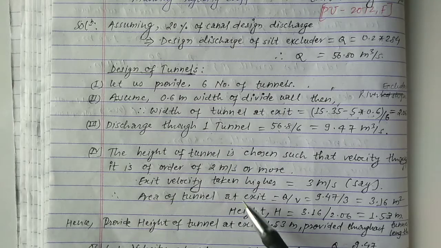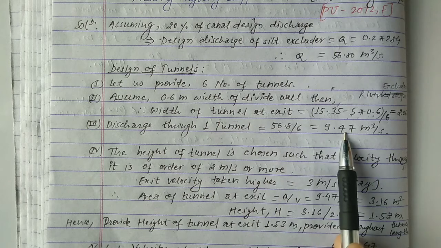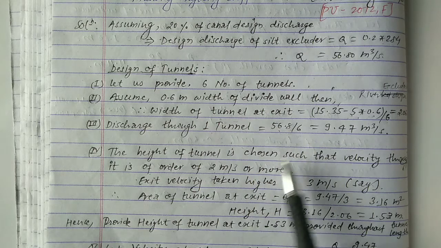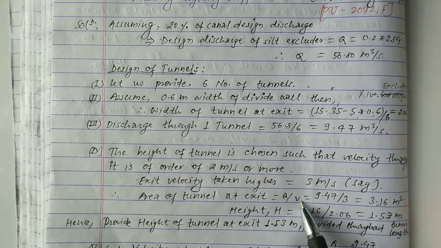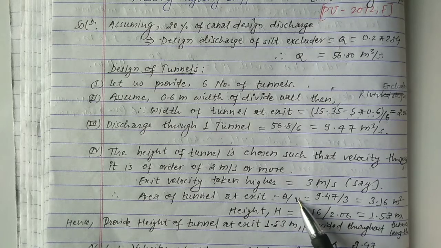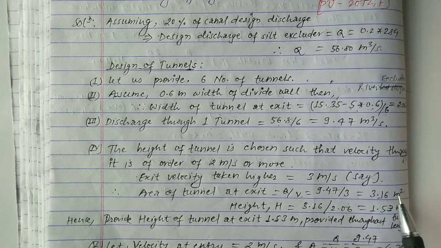Now we have to calculate the area of tunnel at exit. We already have the velocity as 3 meter per second and the discharge is 9.47 for a single tunnel. For the area of tunnel we can simply use area equal to Q by V, as we know, and we will use this formula many times. The discharge for a single tunnel is 9.47 and the velocity is 3, so the area becomes 3.16 meter square.